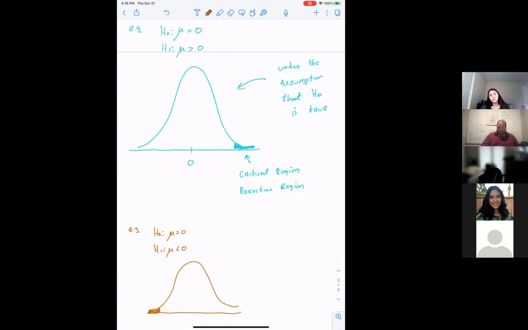And what if, as the following example, I had a null hypothesis where mu is 0 and my alternative is that mu is just not 0? I don't care if it's smaller or bigger. I just don't think you're right. I just don't think it's 0. Where would values have to fall now for me to reject the null hypothesis?